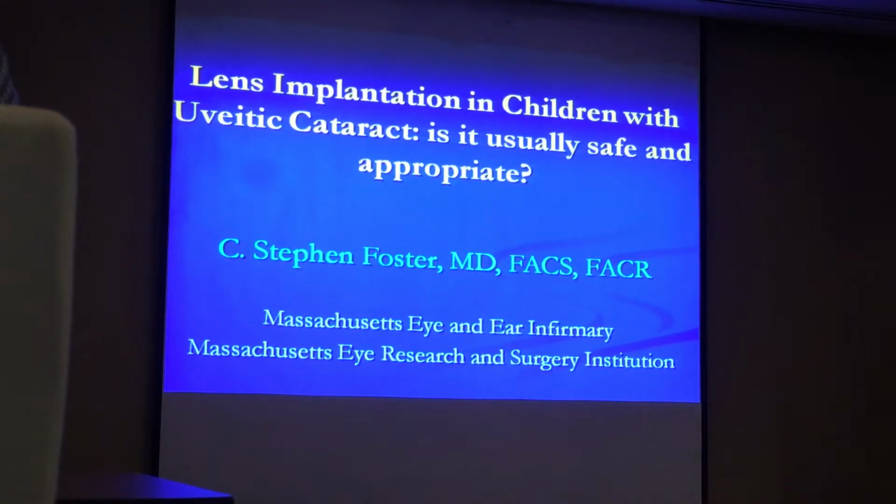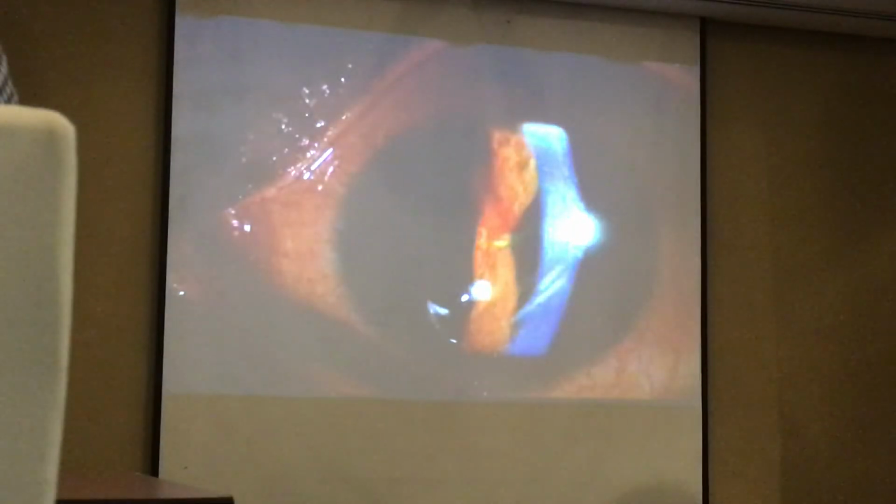Now, let's come up with this aspect about lens implantation in these children. This is the issue that has been in debate for many decades now, and it's not an easy solution. In other words, when you remove a lens from a child, do you or do you not put back the intraocular lens in there, an artificial lens?